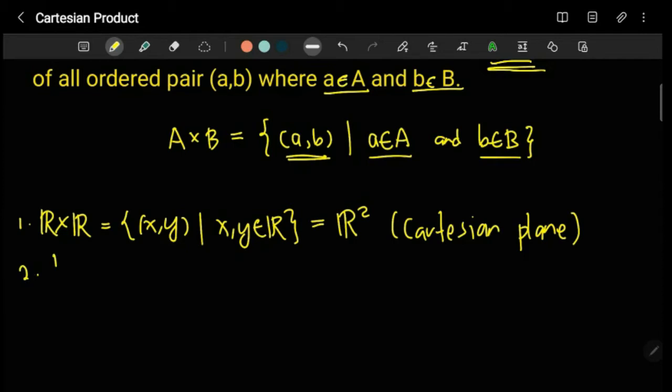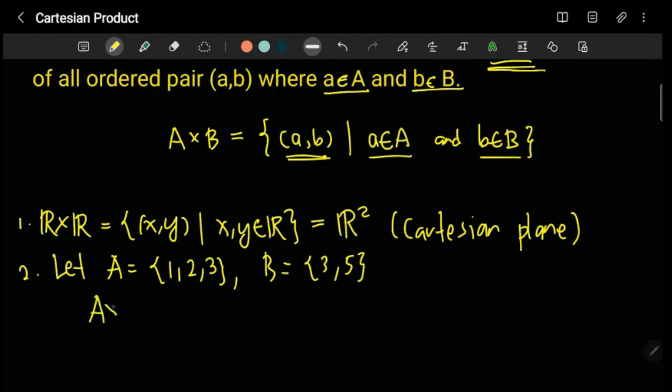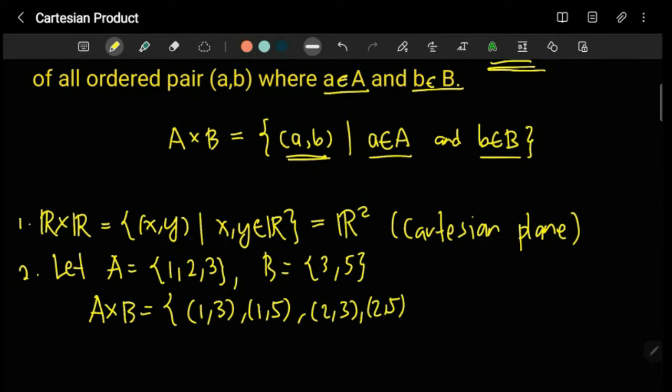For finite sets, for example, we can also have, say, A is the set {1, 2, 3}, and B is the set, say, {3, 5}. Okay. So the Cartesian product A cross B is simply all possible pairings with the first element coming from A and the second element coming from B. So we have (1,3) and (1,5) if you want the first coordinate to be 1, (2,3) and (2,5) for the first coordinate 2, and lastly, for the first coordinate 3, we have (3,3) and (3,5).